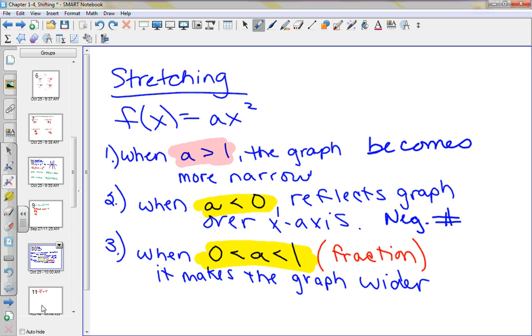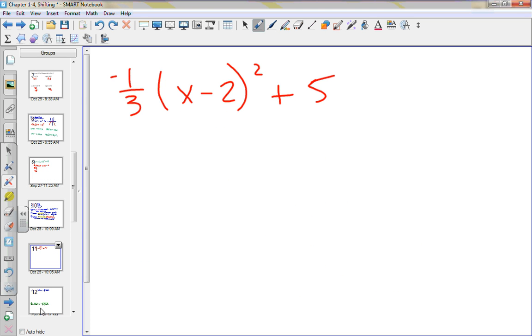Okay. Now, again, we already talked about this. You do not have to write it down. This is stuff that we talked about with the A value. If A is greater than 1, it is a stretch. If A is a fraction, it is a shrink. If A is negative, it is a reflection. Do we understand that? So we have greater than 1, a fraction, and less than 0. Keep those in mind. Now what's going on with this thing?